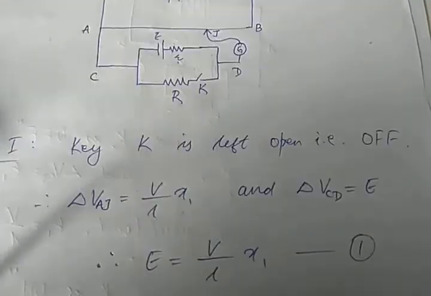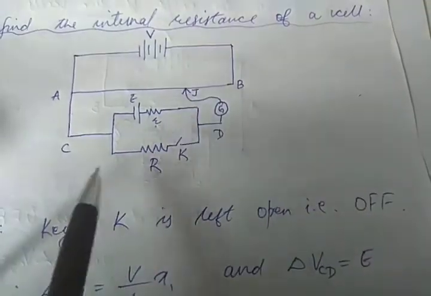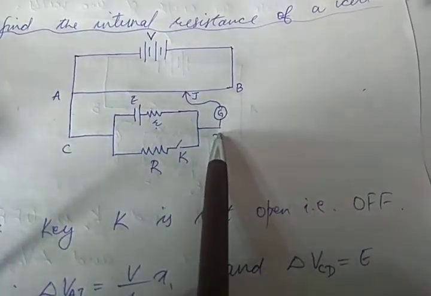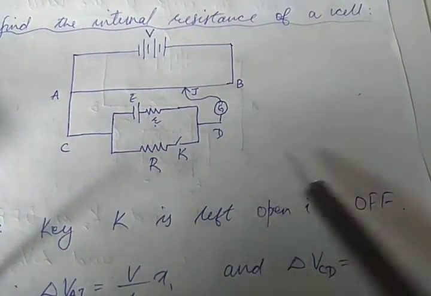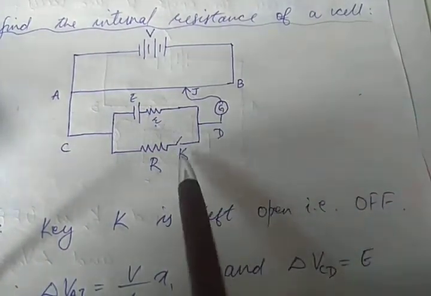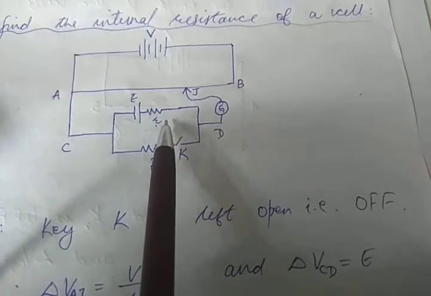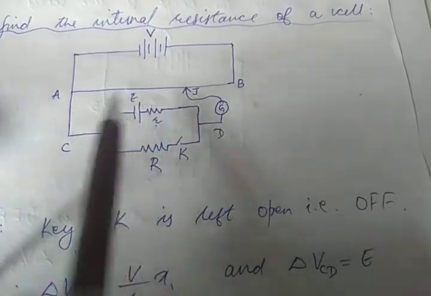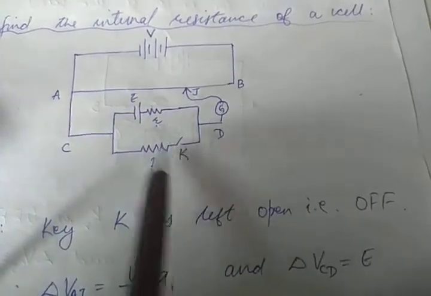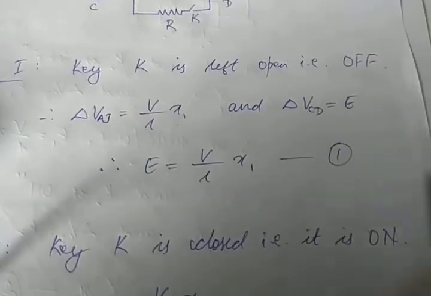When that is the case, delta V_AJ, the potential difference across this, has to be equal to the potential difference across CD. Now the potential difference across CD will simply be E, because at null point, remember, there is no current flowing through the internal resistance, therefore there is no voltage drop whatsoever. So the potential difference across CD will simply be E.